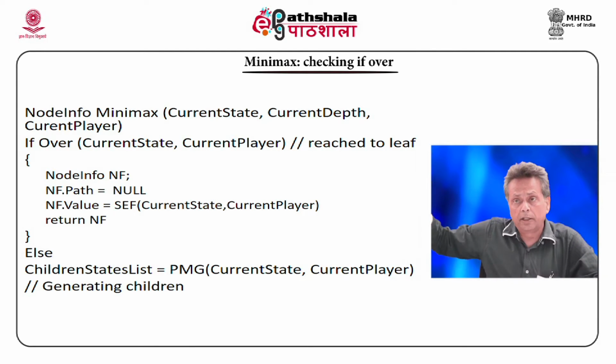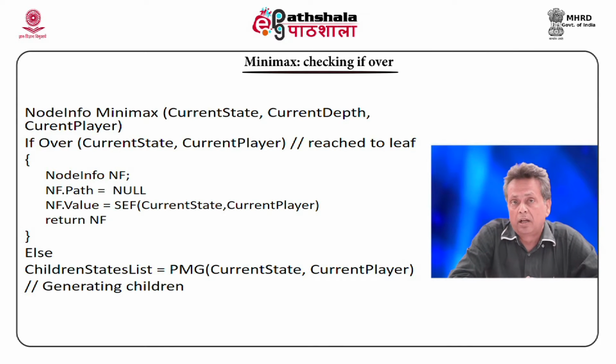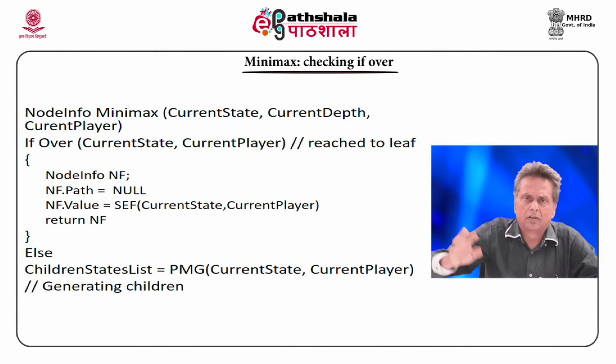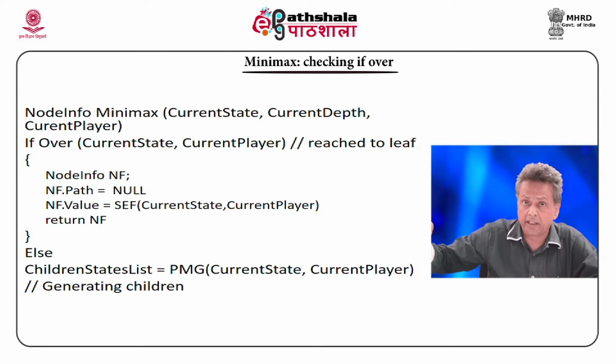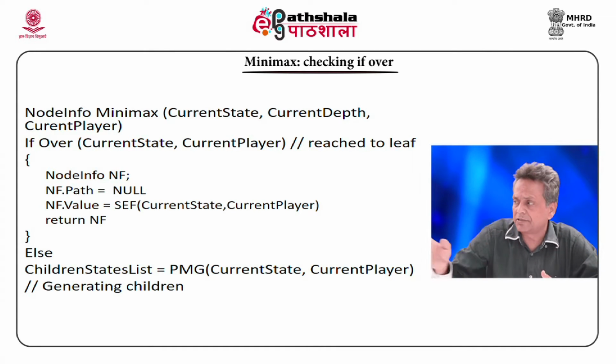Okay, so when the terminating criteria is reached, you will have to come back. So the terminating criteria comes here. The terminating criteria is tested by calling a function called over. As I said, this over function might check many things. We have not written this function, we have only called it with two values, current state and current player. It's based on the player as well as the state.